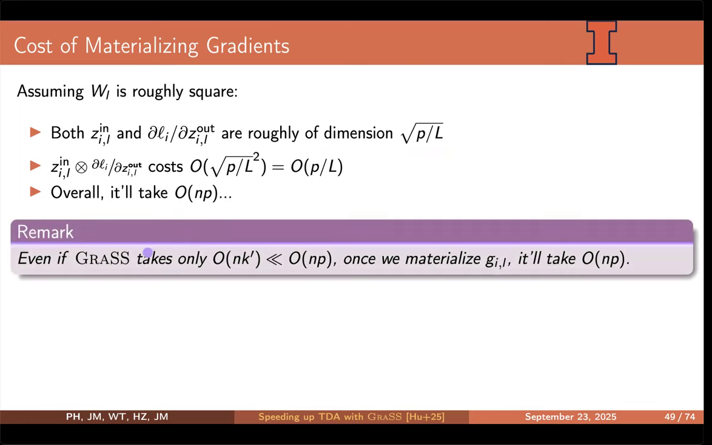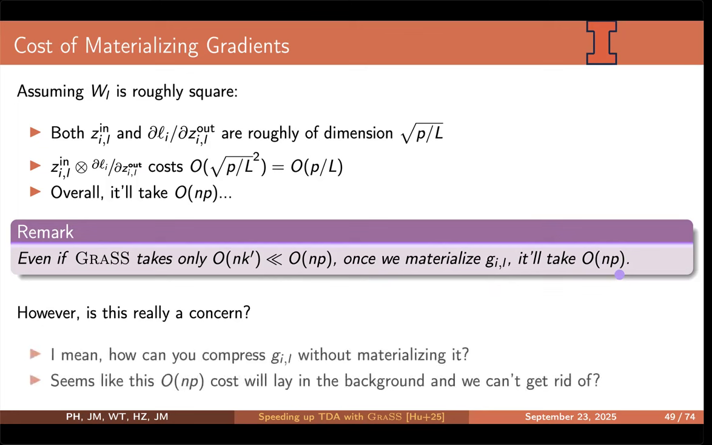So we see that even if GraSS takes only O(nk'), which is much smaller than O(np), once we need to consider materializing GIL, it will overall take O(np). However, you might ask, is this really a concern? Because how can you compress GIL without materializing it? And it seems like this O(np) is not a big deal, right?